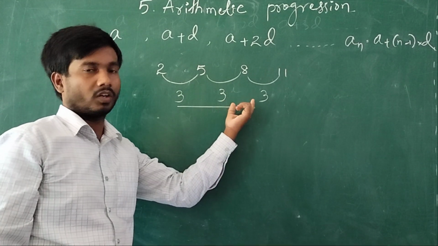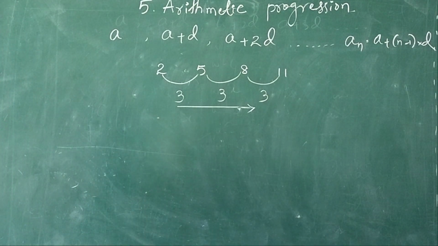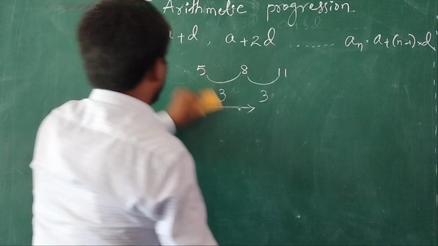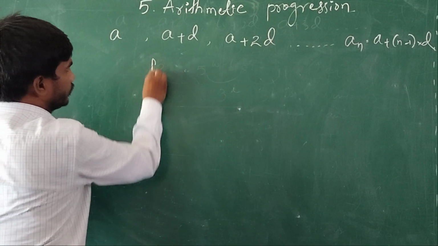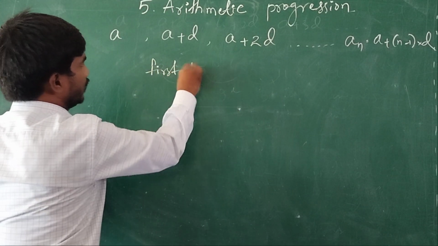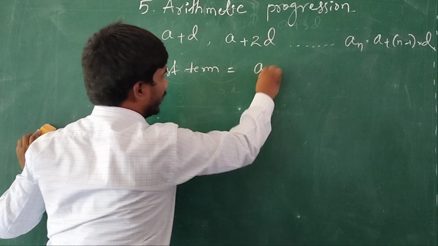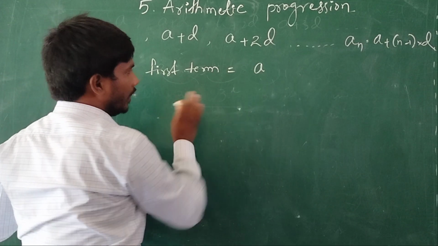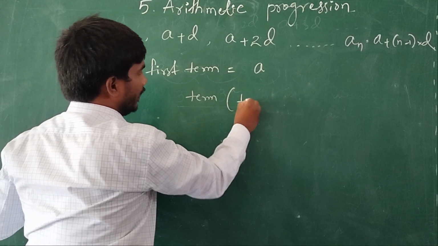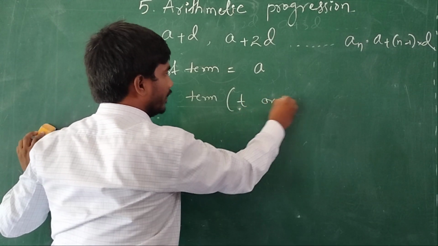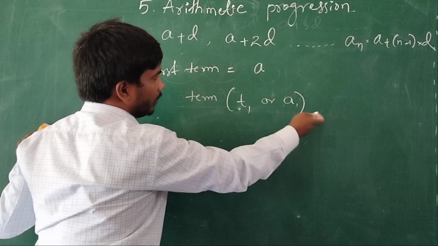That series is called an arithmetic progression. So here, important terms in an arithmetic progression series. The first word is first term. What is the first term in that series? That is a. This first term, and all the terms, are denoted by t or a. If you take t1, t2, t3 or a1, a2, a3, a4, like that.